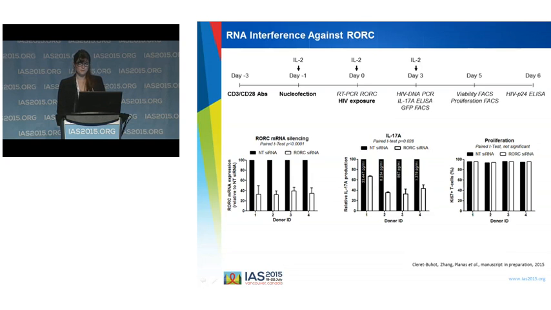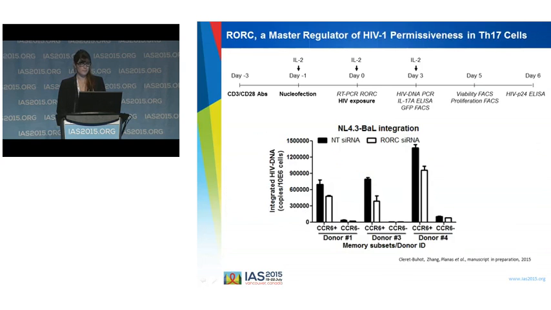The decrease of RORC mRNA was associated with a decrease of IL-17A production, while no changes were observed for cell proliferation. So the silencing of RORC was associated with a decrease of HIV DNA integration in CCR6 positive T cells.